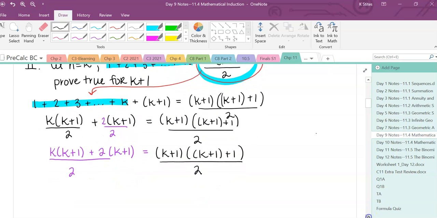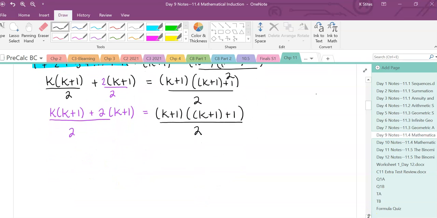And now we just have to manipulate the left side to make it look like the right side. So one method that we use a lot with mathematical induction is factoring by grouping. If you notice, you have k times k plus 1 plus 2 times k plus 1. So we're going to just group this. This becomes k plus 2 times k plus 1 over 2. Okay, and again, the other side stays the same.